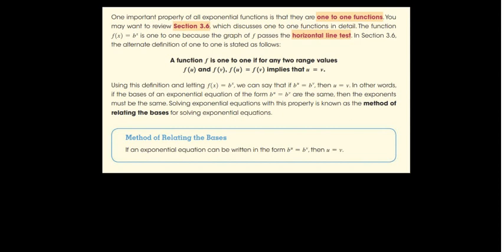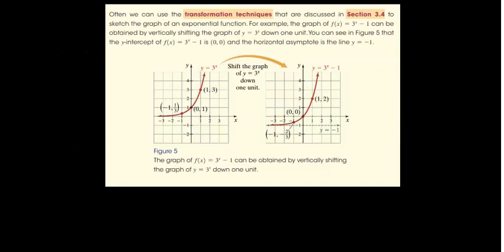So one important property of all exponential functions is that they are one-to-one functions. Again, keep that in mind because we're going to be using that for the next section. You may want to review section 3.6. You're in luck. I actually recorded section 3.6, which discusses one-to-one functions in detail. The function f of x equal to b to the x is one-to-one because the graph of f passes the horizontal line test. Okay, so let's go back and actually touch on that real quick.